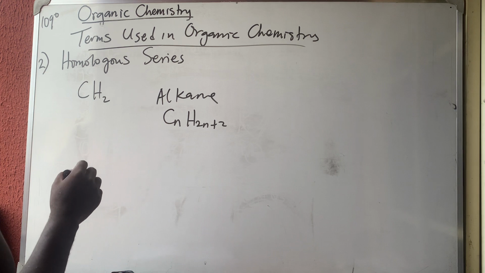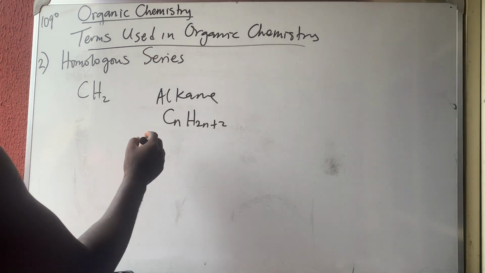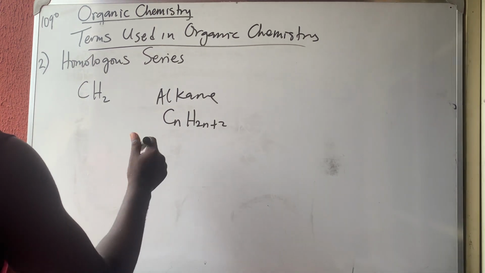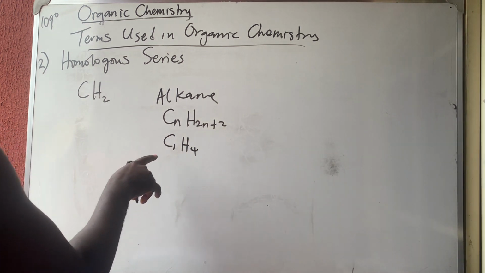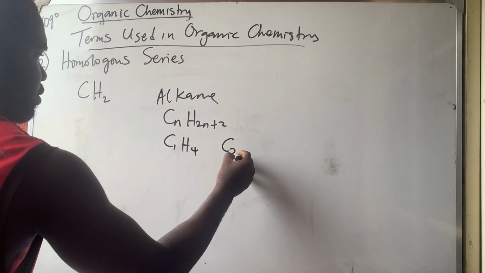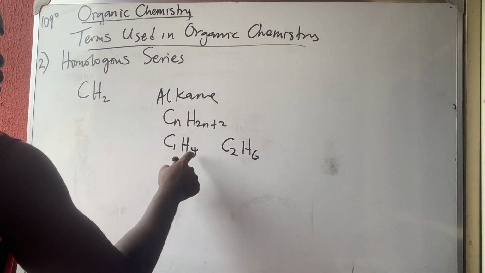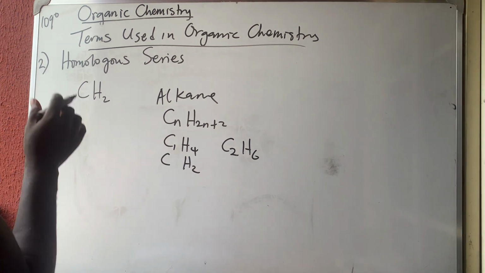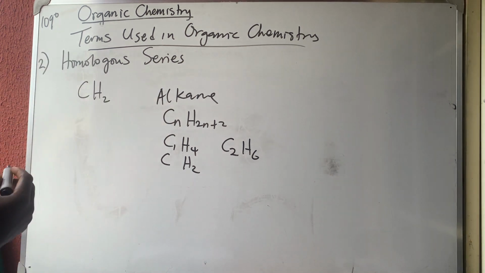So the first member is methane, and methane is when n is 1. So for methane, C1H, 2 times 1 is 2, plus 2 is 4, C1H4. This is the first member. Now to get the second member, n is 2. If n is 2, you have C2H, 2 times 2 is 4, 4 plus 2 is 6. You will see that the difference between these two members is simply adding 1C to this one and 2H to this one. So alkane is a member of the homologous series.